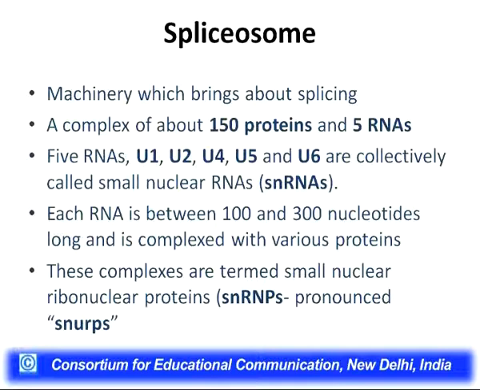Each of these RNAs in the spliceosome is between 100 to 300 nucleotides long, and it is found complexed with various proteins, and together they are known as snRNPs, or small nuclear ribonucleoproteins. However, they are pronounced as snurps.